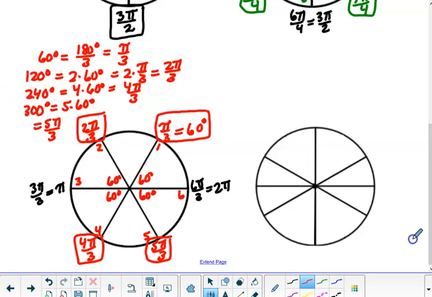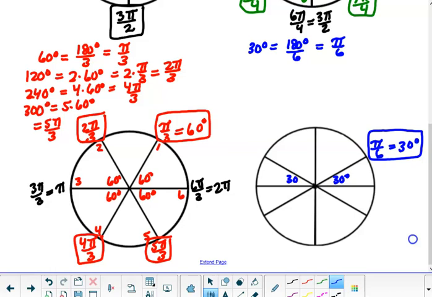Okay, our last batch now are our 30-degree special angles. So once again, we can say that 30 degrees is 180 divided by 6, or pi over 6. So our smallest 30-degree reference angle is in the first quadrant. 30 degrees is pi over 6. So that's a key one to remember.